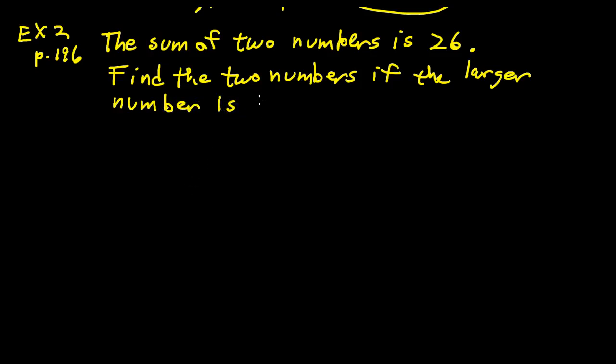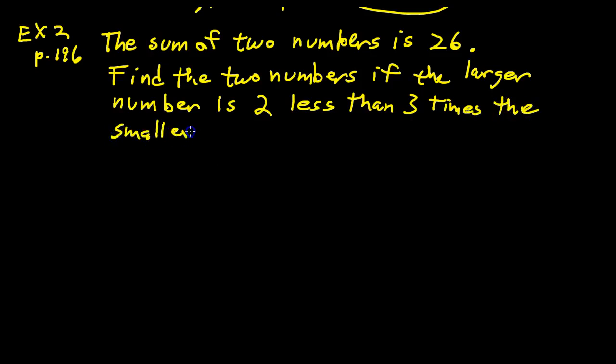And don't run away. Is 2 less than 3 times the smaller number. All right, so we're going to need two things. First thing is a let statement, and we've got two numbers involved here. It says the sum of two numbers is 26, and then it says find the two numbers if the larger number is 2 less than 3 times the smaller number.